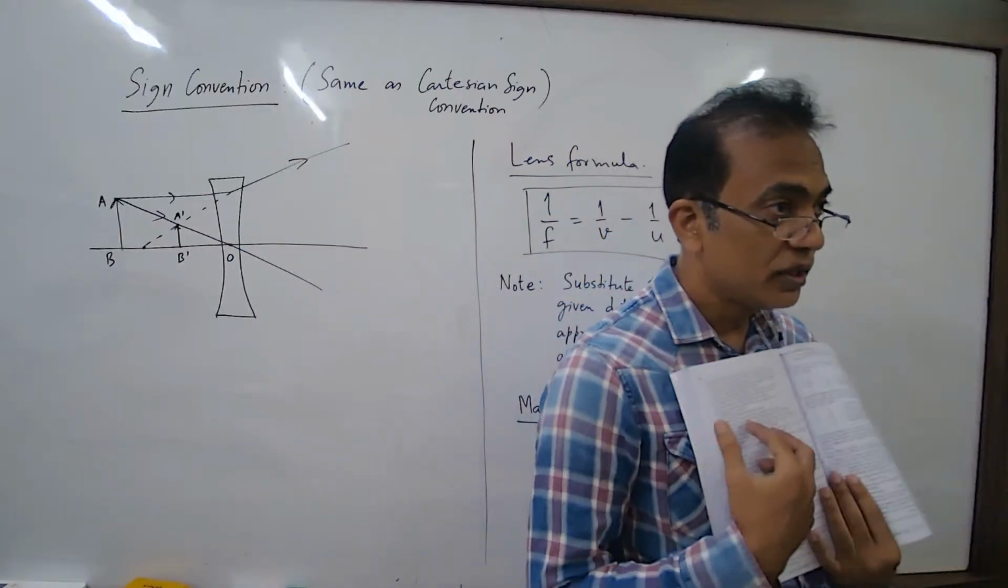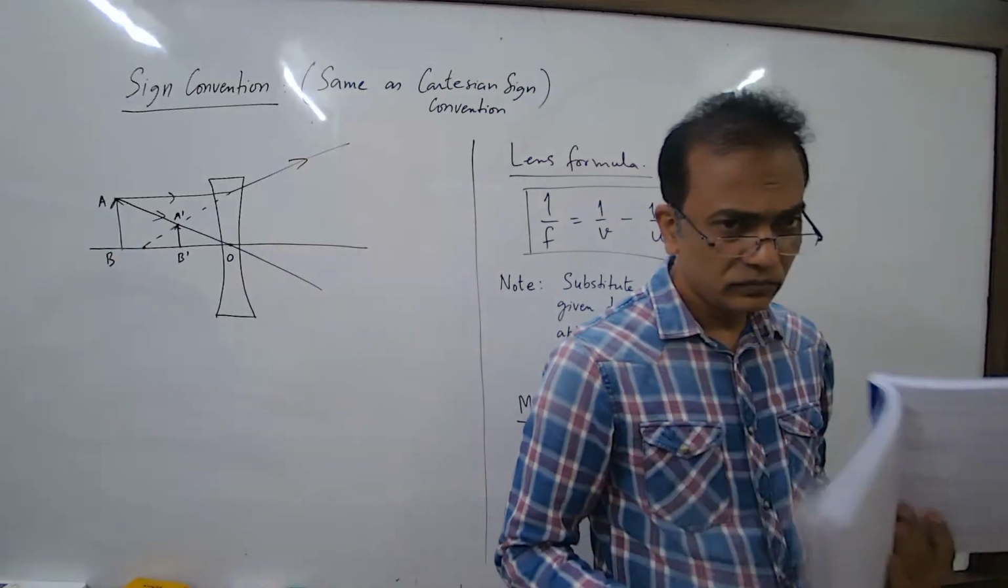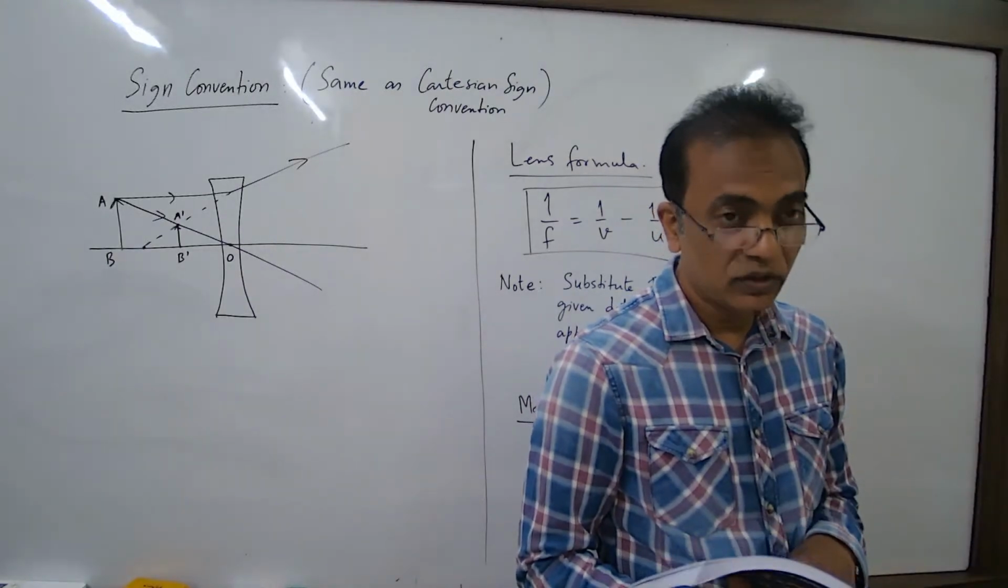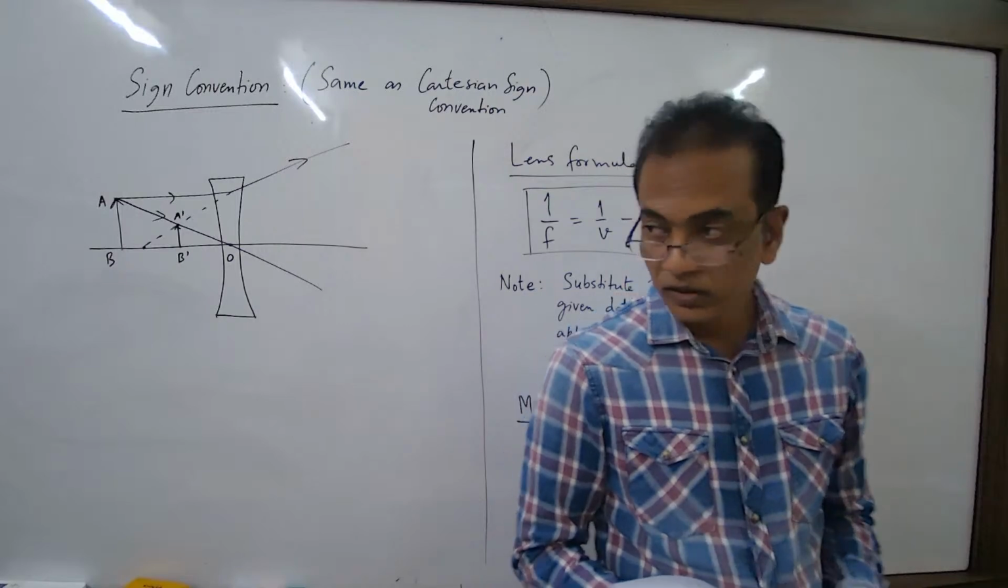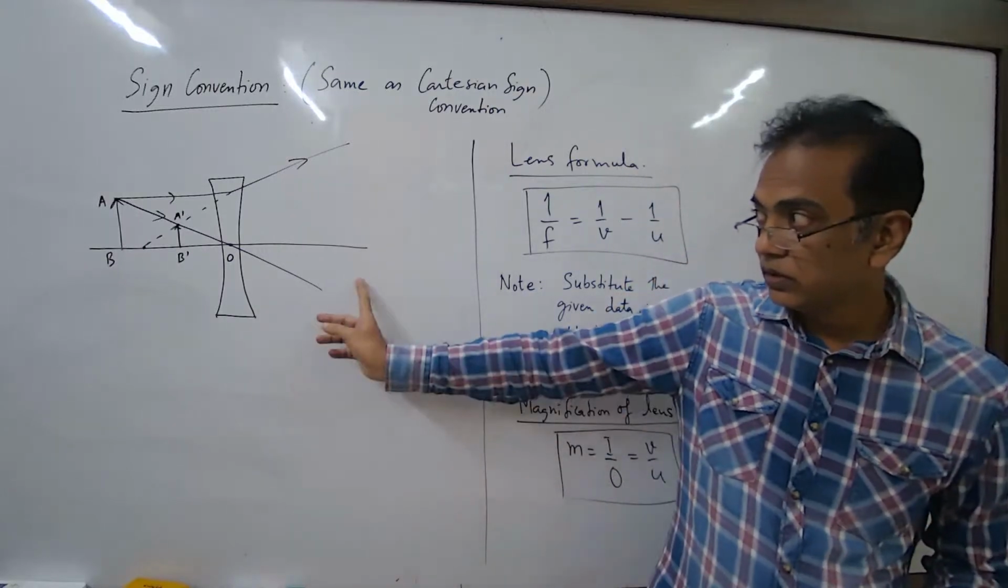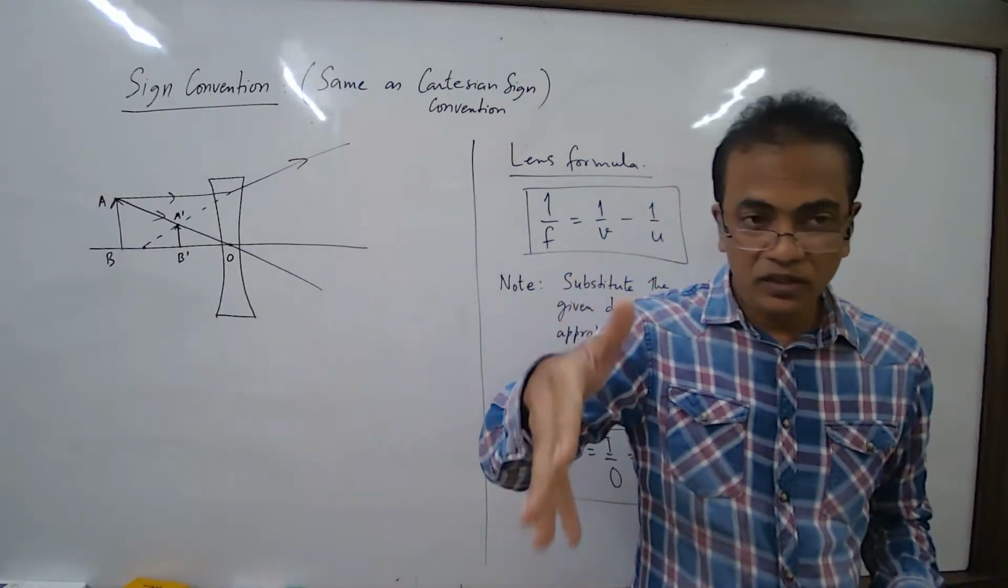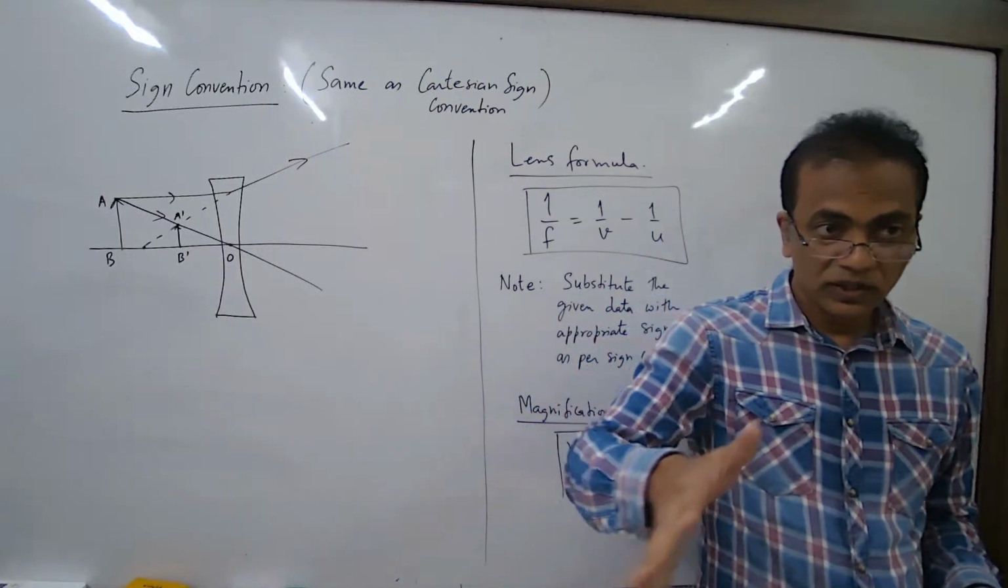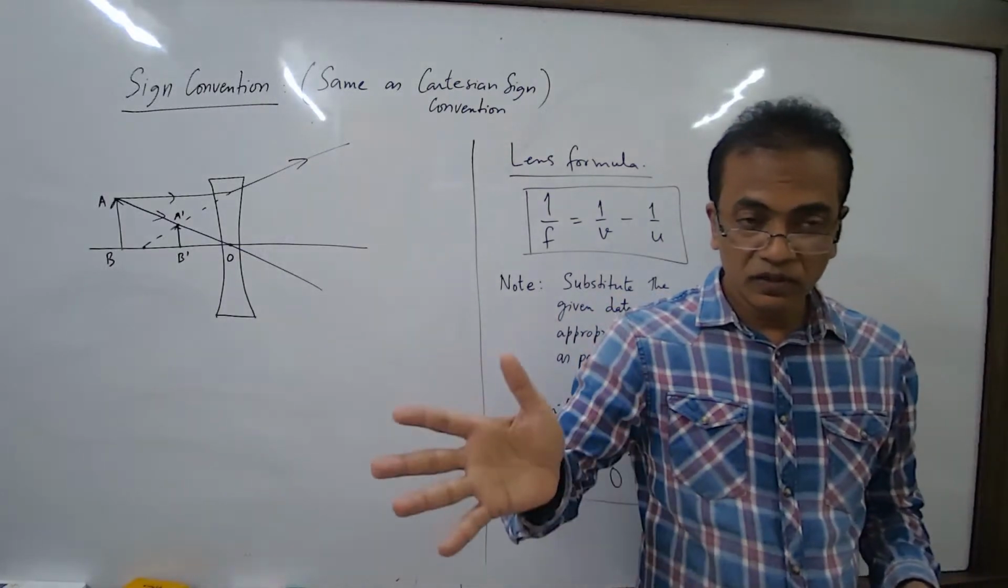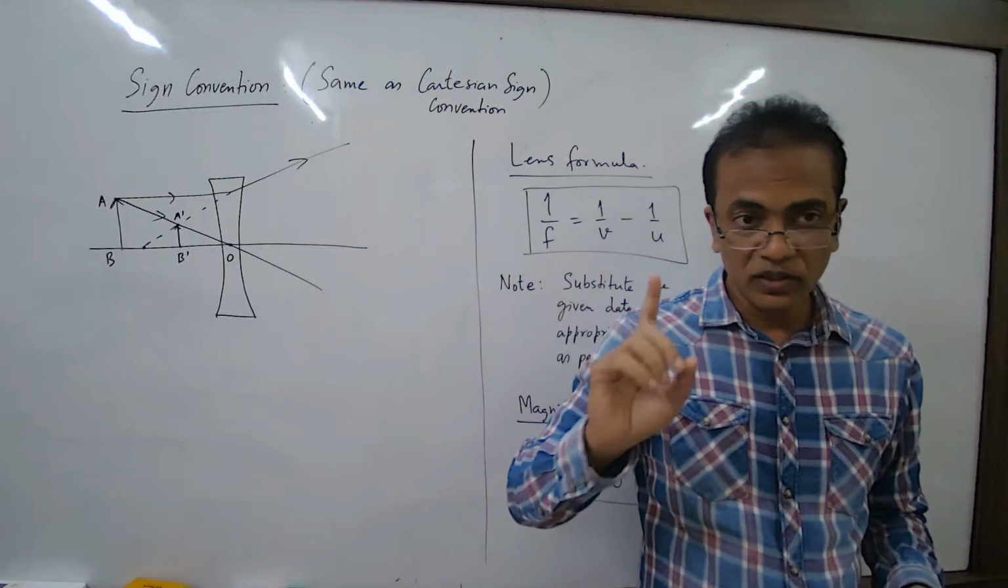Does anyone have any question? Sir, O is F1. In a convex lens, on the right side, wherever the parallel rays converge. Okay, incident parallel rays, wherever they converge or appear to diverge from, that is F1.